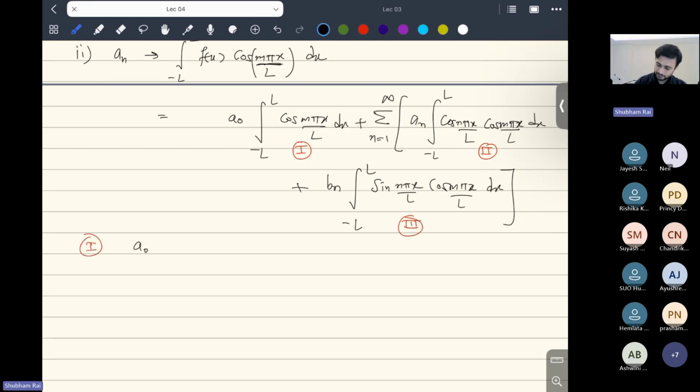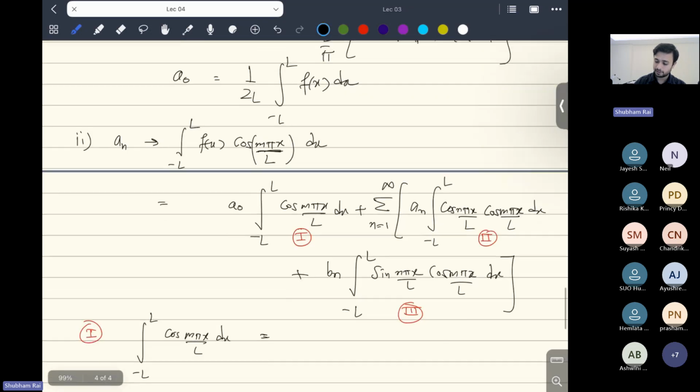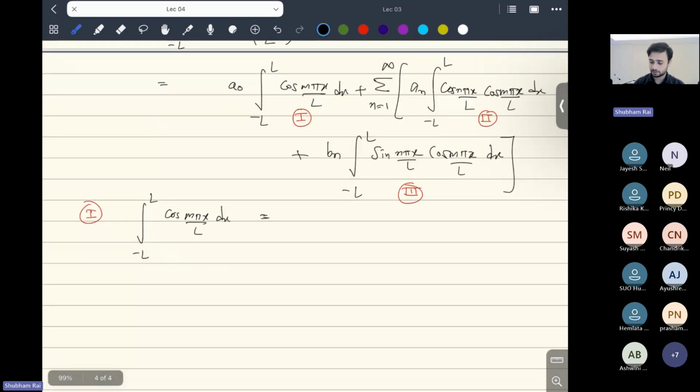The first integral is a0 times the integral from minus L to L of cos(m pi x by L) dx. I'm not solving a0, I'm just solving the integral. I'm directly integrating, and obviously the period of this whole thing is 2L. This integration will be sine(m pi x by L) divided by m pi by L.